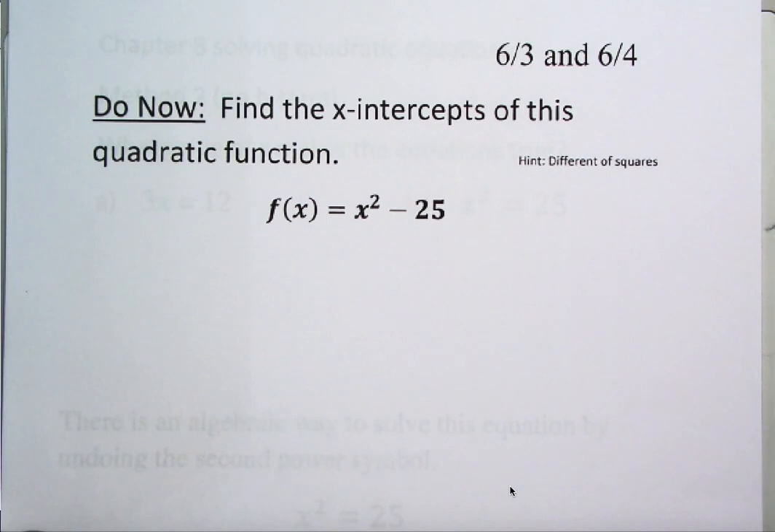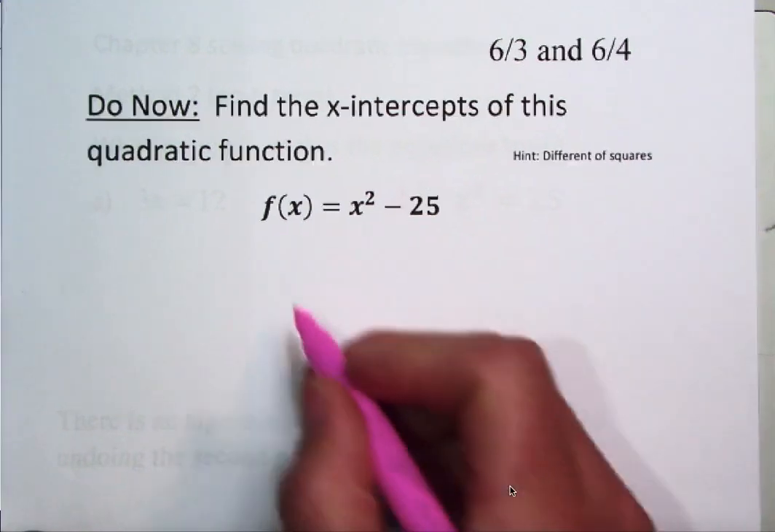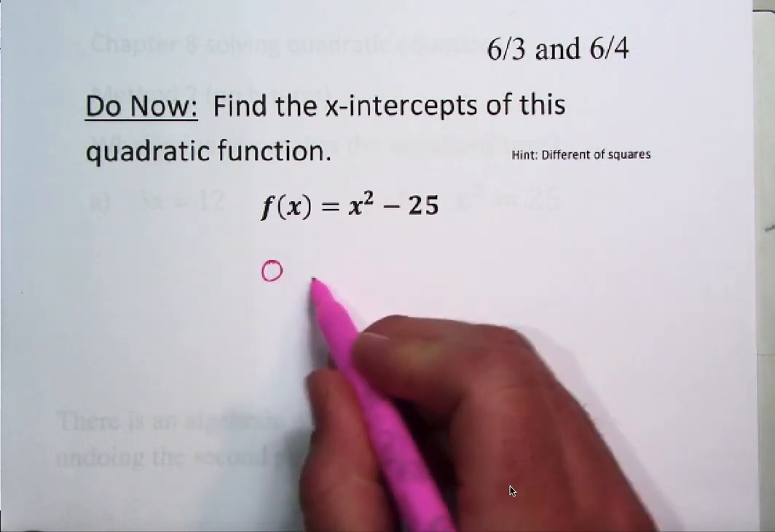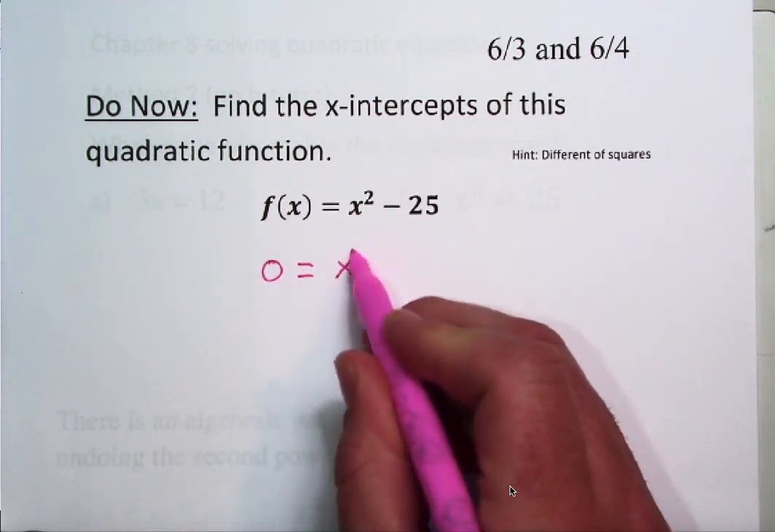So, find the x-intercepts of this quadratic function. How do you find the x-intercepts? We'll take a moment and find it. Pause me if you don't want to see it. I'm just going to get going. We know that x-intercepts are when f of x or y equals 0, so I'll set it equal to 0.